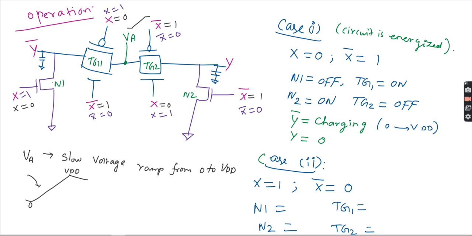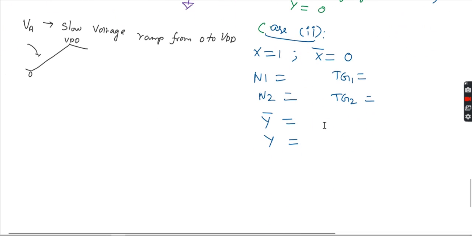Same for the TG1. So X is equal to 1, X bar will be equal to 0, right? This is the second input, this is the first input. When X is equal to 1, then X bar is equal to 0, then this TG1 will be off. So when TG1 is off, N1 is on, N2 is off, TG1 is off, and TG2 will be on.